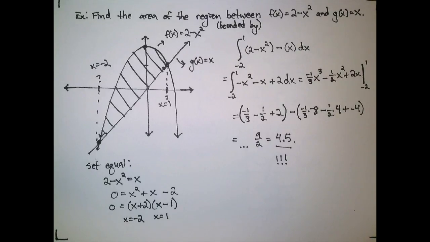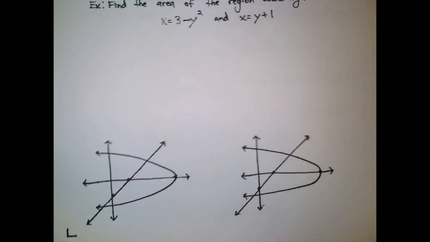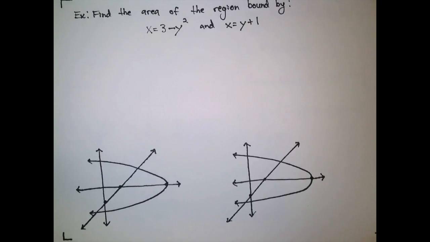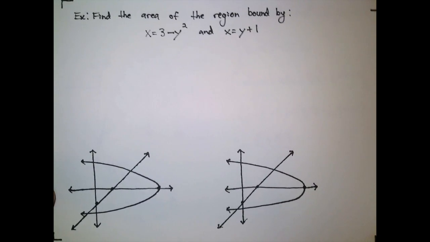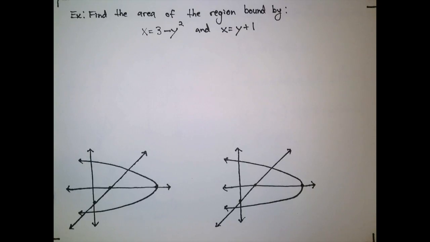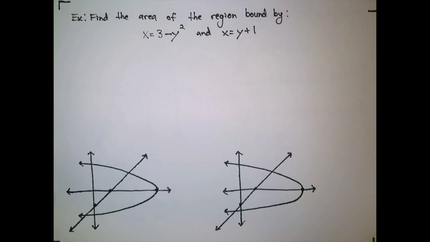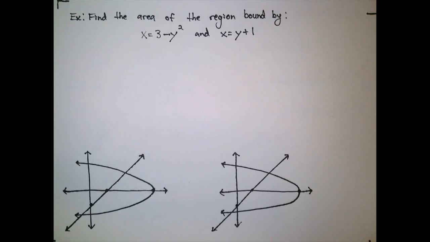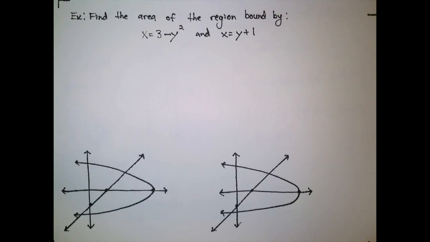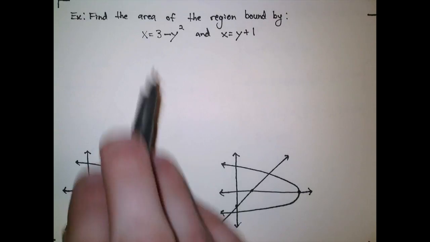Next thing that we're going to end up doing is probably the hardest part about this particular section of the chapter. Okay? And it involves finding the area of a region two separate ways. One is with a dy integral, and one is with a dx integral. So be on the lookout for that.